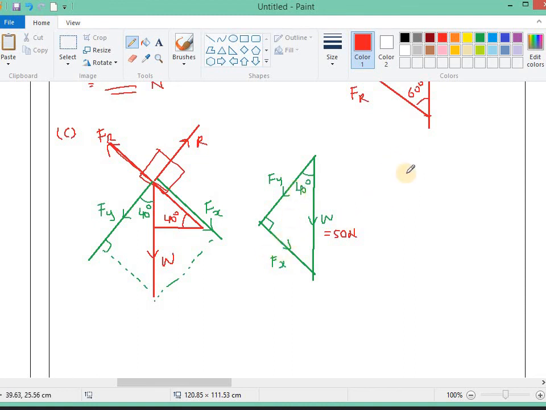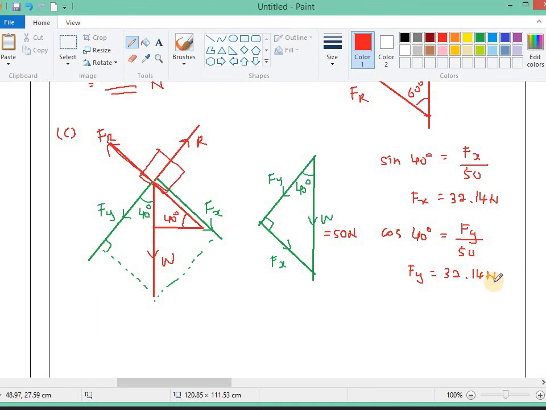This Fx is opposite to the 40, so we can use sine. Sine 40 equals Fx over 50. So Fx equals, we get 32.14 Newton. And then for the Fy, we use cos because it's adjacent. Cos 40 equals Fy over 50. So Fy is, okay, mistake, pressed wrongly. So this is 38.3 Newton.